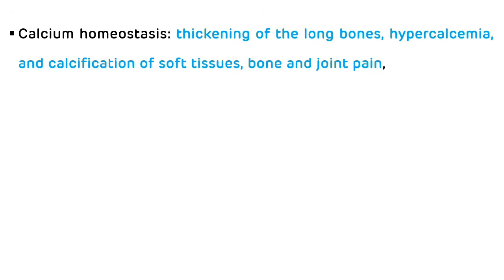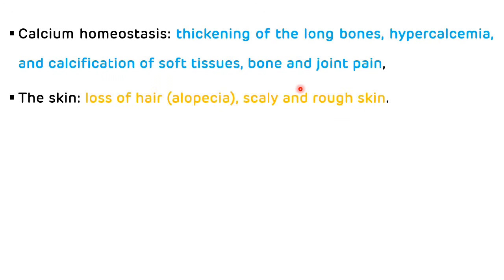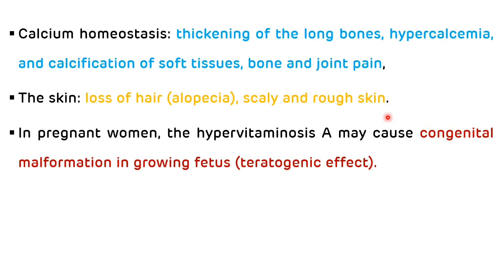Calcium homeostasis. In calcium homeostasis, it leads to thickening of long bones, hypercalcemia, and calcification of soft tissues, bone and joint pain. And in the skin, it causes loss of hair, that is alopecia, scaly and rough skin. And in pregnant women, this hypervitaminosis A may cause congenital malformation in the growing fetus, that is the teratogenic effect of vitamin A.